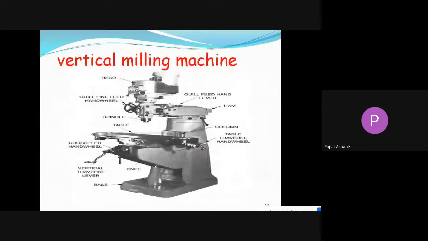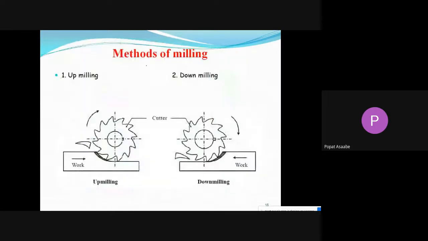Now we are going to take the next point, that is the methods of milling. Generally there are 2 types of milling possible. First is up milling and another is down milling. Then we will discuss what is meant by up milling. First you have to understand the meaning of up and down. See, this is the picture for up milling and this is the picture for down milling. Now see the definition.